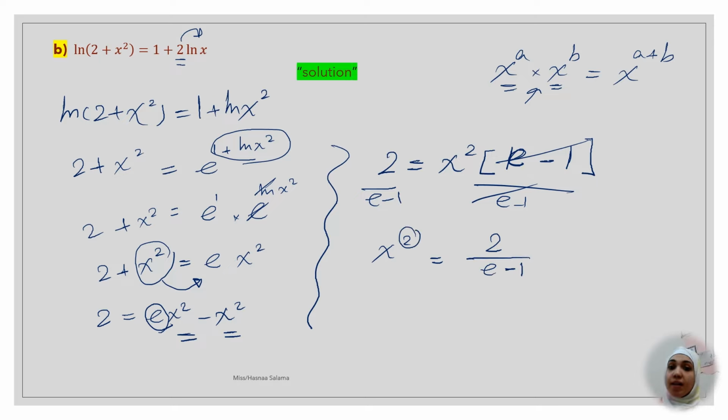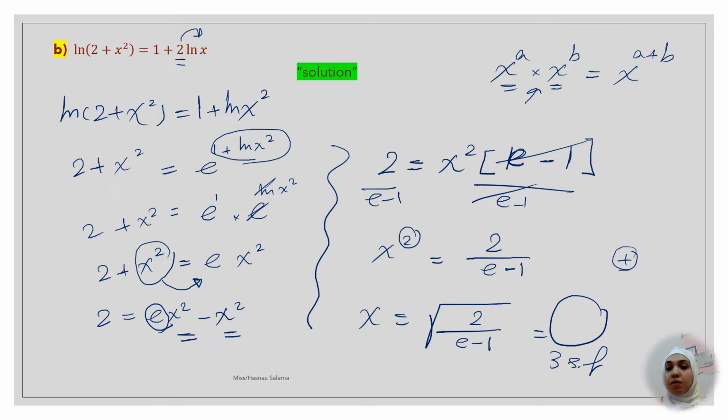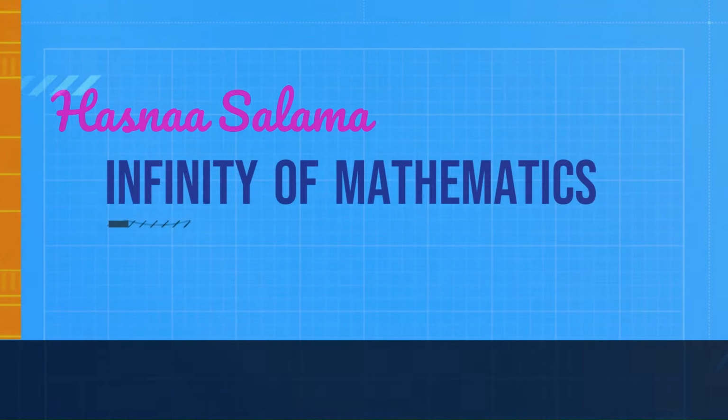As it is a square, we will take the square root of both sides. In a square root it can be positive or negative, but here we will take only the positive because we don't have any negative for ln. So x equals the square root of 2 over (e minus 1). Use a calculator to write it to 3 significant figures. That's it.